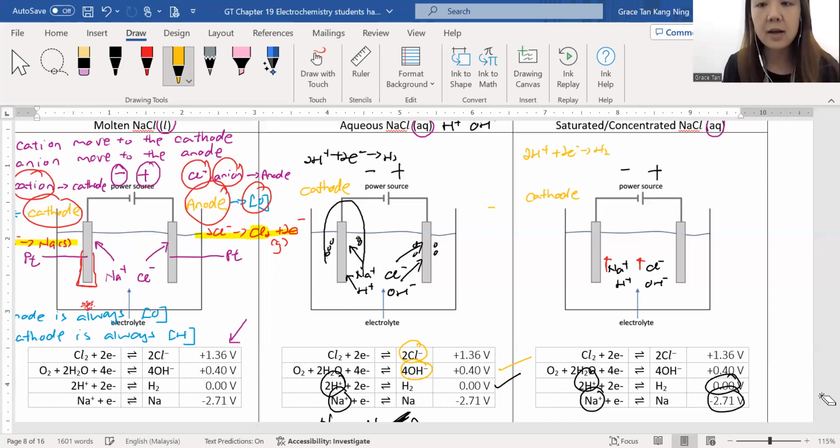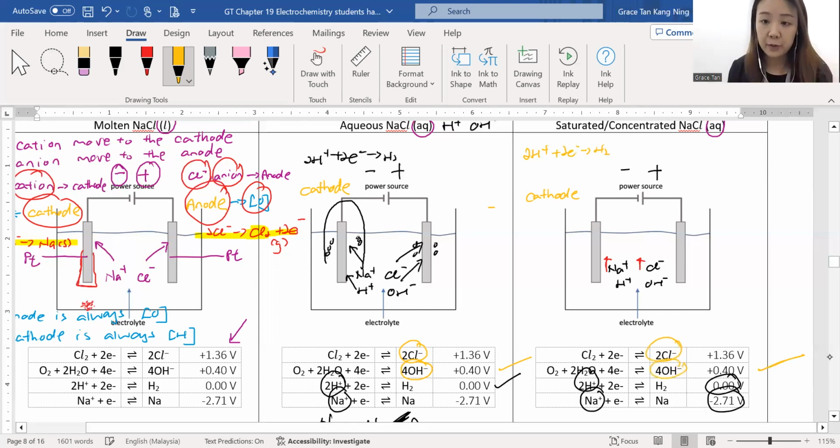Now for anion, we have to factor in concentration. Now let's not talk about concentration first. We go by status quo. According to the E value factor, for anion, we will pick the more negative. So I circle chloride, I circle hydroxide. We will pick the more negative E value to be discharged. That is under status quo or normal standard condition.